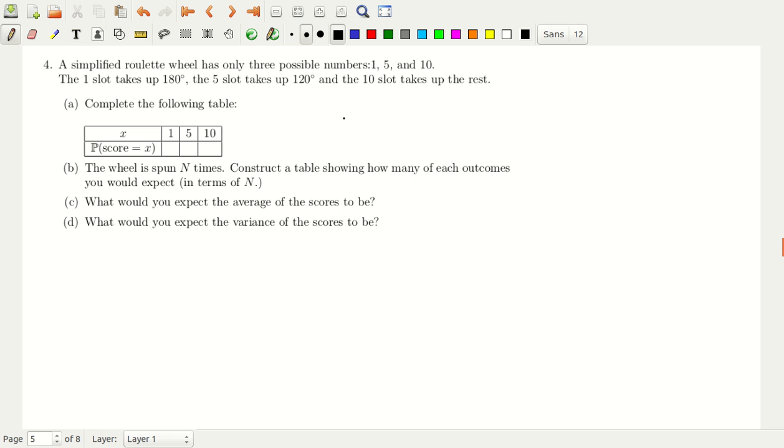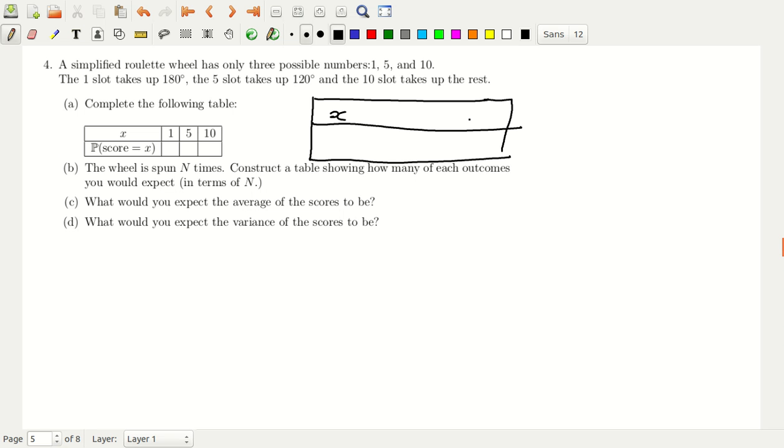So let's talk about this little table here. I might draw it again a little bit larger, so I can write in it. It's quite a funny way of laying it out. X represents a number, and in this case X can either be 1 or 5 or 10, and on the second row is the probability, that's that capital P, that the score is equal to X.